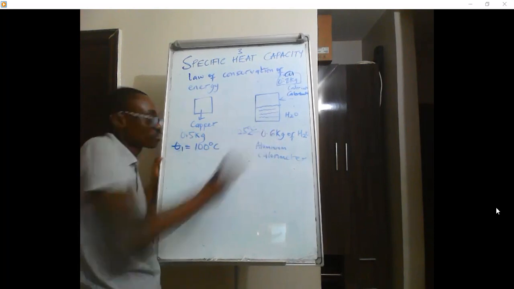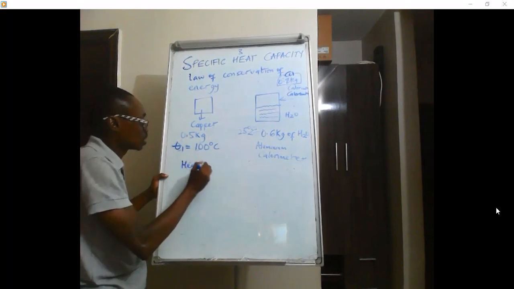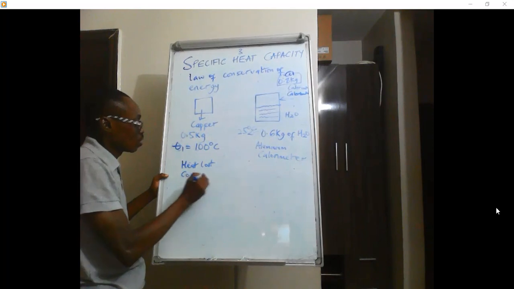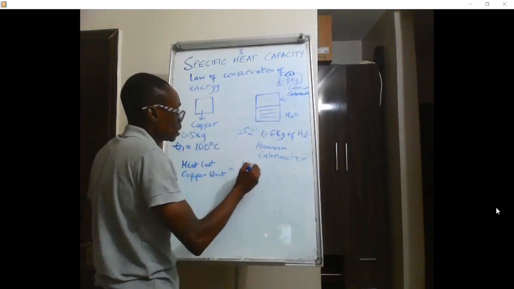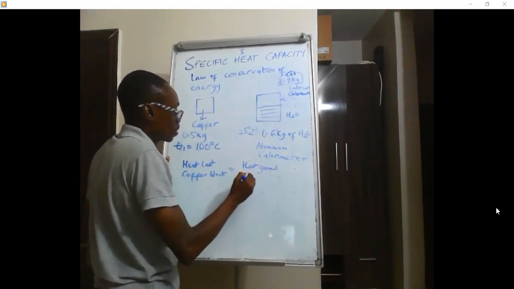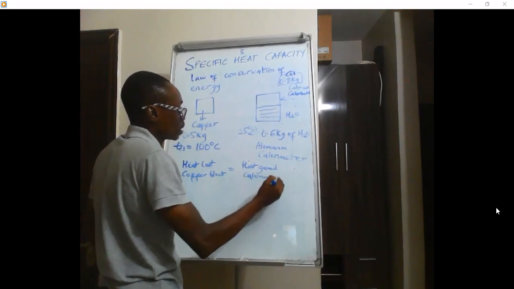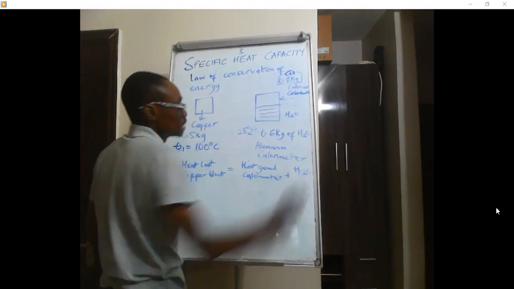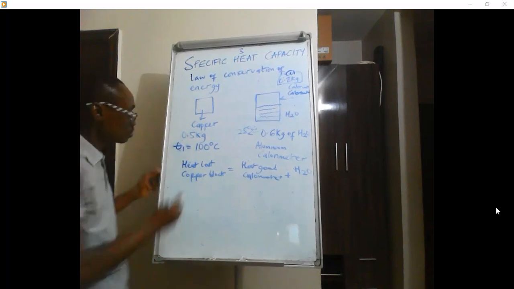inside the calorimeter. So we're going to have heat lost by the copper block is equal to heat gained by the copper calorimeter plus the water inside the calorimeter.